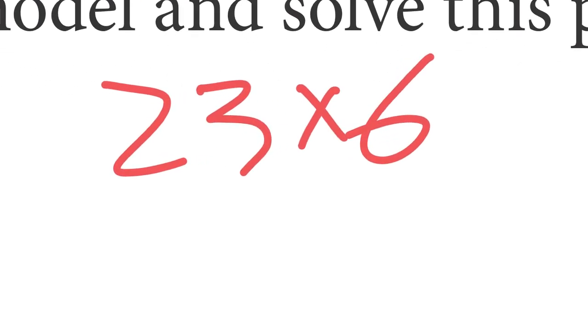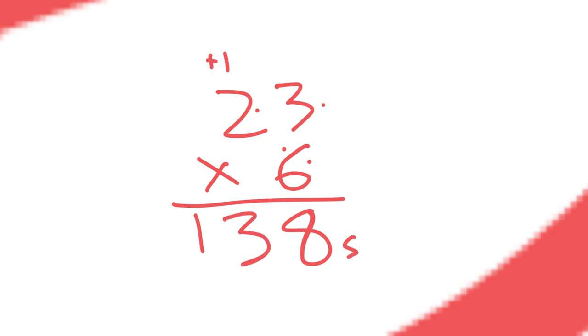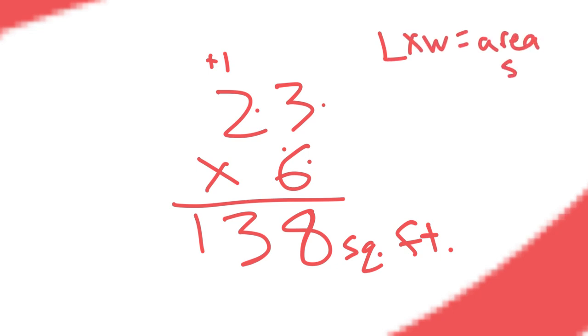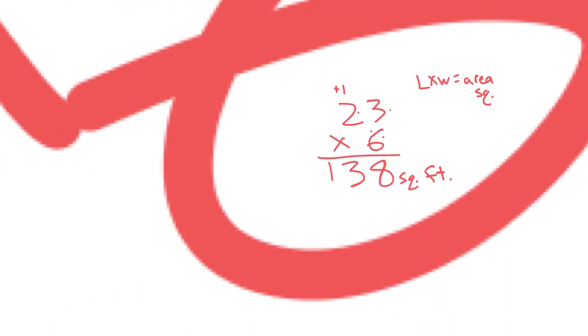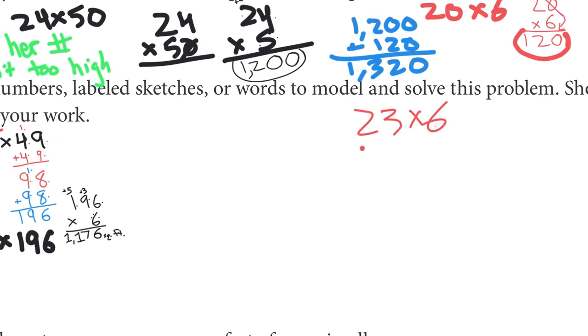23 times 6. So if I wanted to do that, maybe I could just stack it and multiply. 6 times 3 is 18. Carry the 1. 6 times 2 is 12. Don't forget to add the 1. So you have 138. And this is in square feet as well, because we just did area. Anytime you multiply length times width, you're going to have an area. Area is always in square units. Okay? So that 138 is our answer over there.